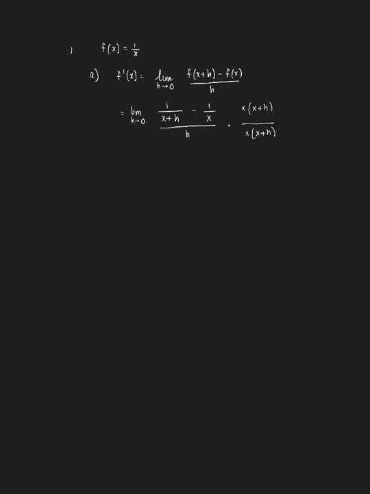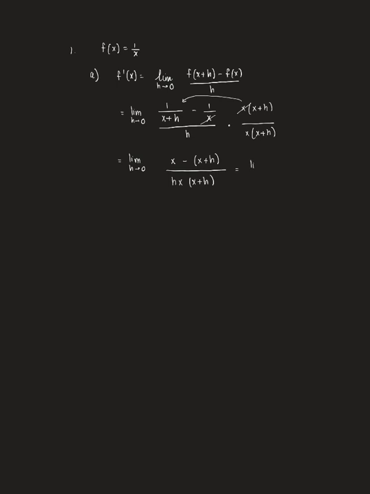And when we distribute, we'll get the following. So when we distribute in the numerator, the x plus h's will cancel with the first term. We'll just be left with an x. And the second term, the x's will cancel, and we'll be left with an x plus h. And I'm going to keep that in parentheses. And in the denominator, we'll just multiply across. So we have h x times x plus h.